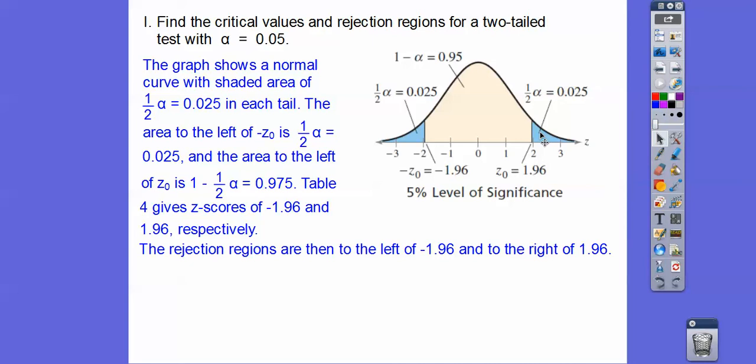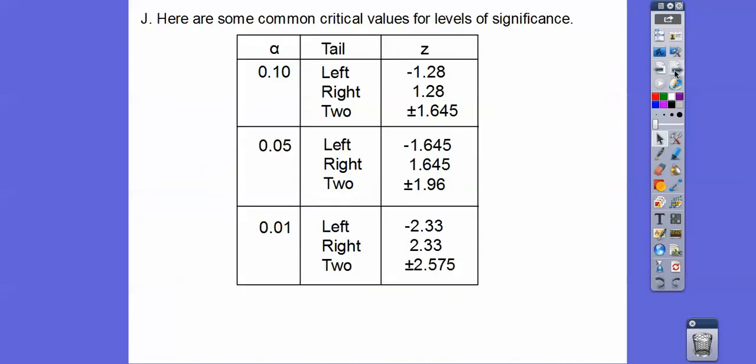0.025, which is not 0.025, but this area is actually 1 minus 0.025, which is 0.975. So if we found a z-score at 0.975, that would give us positive 1.96. These guys are always opposites of each other, okay? All right, so the rejection region would be anything to the left of negative 1.96 or to the right of positive 1.96, okay?